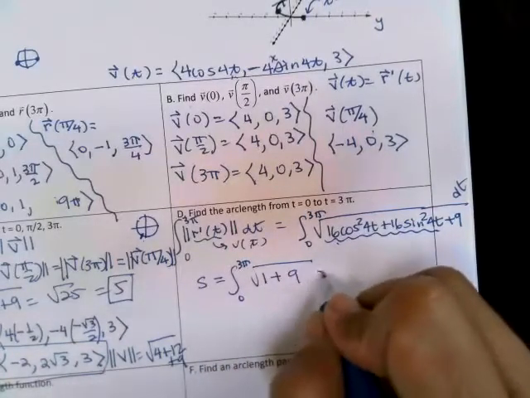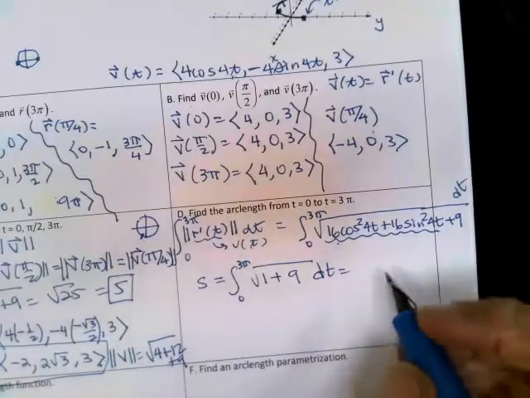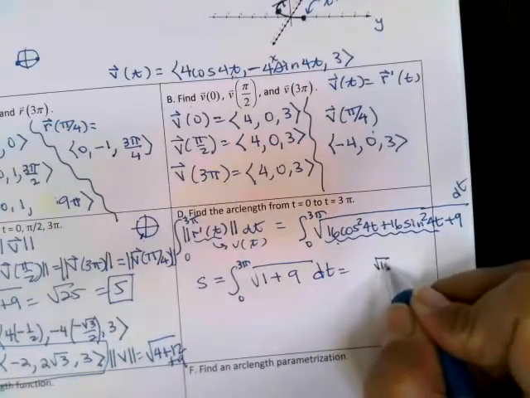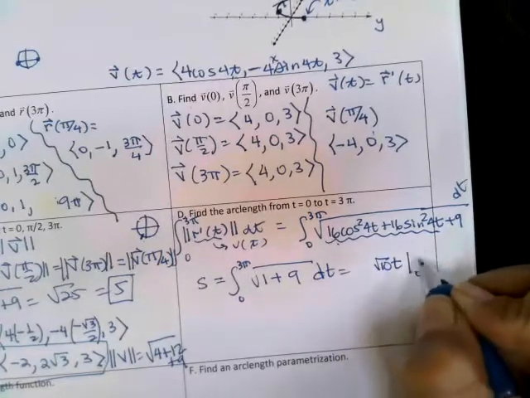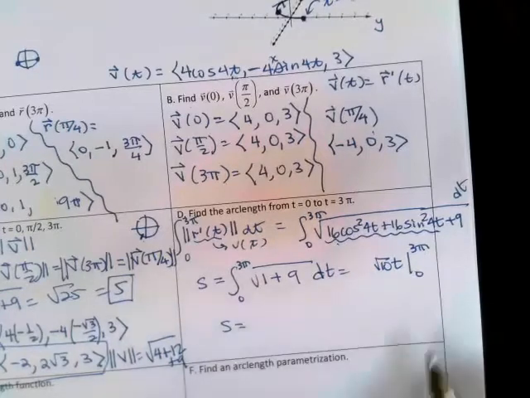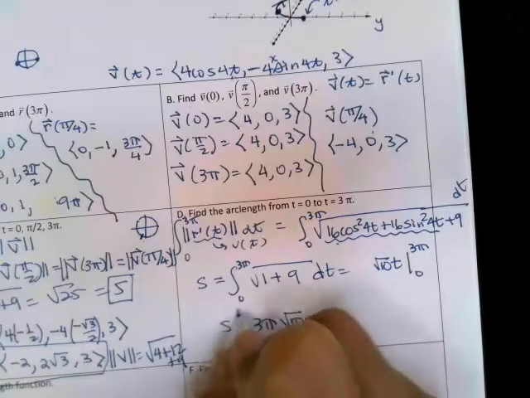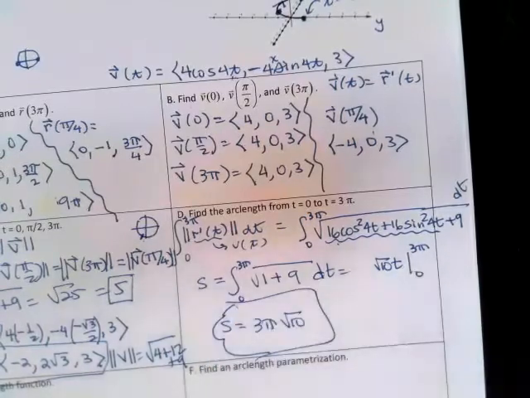Plus 9, dt. So I'm integrating the square root of 10 dt, so I'm going to get the square root of 10 times t between 0 and 3 pi. So the arc length, the distance you're going to walk, is 3 pi times the square root of 10, in whatever units you've got.